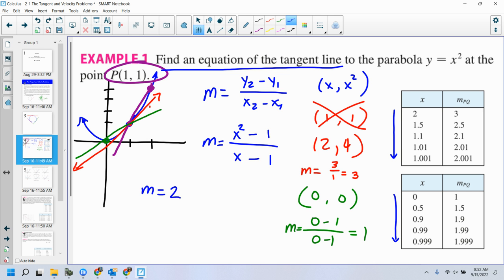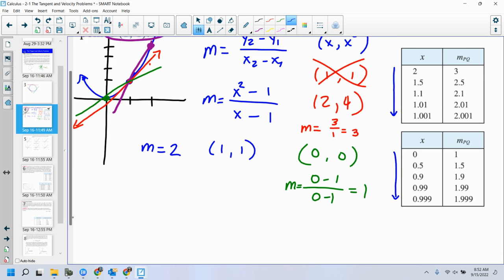No, I still have to do more work than just that. I found the slope to be 2, but I want to use that slope and the coordinate (1, 1) to write the equation of the line. Remember, we knew it had to go through (1, 1). We theorized that the slope, because it's converging to 2, is equal to 2. And now we're going to create the equation.